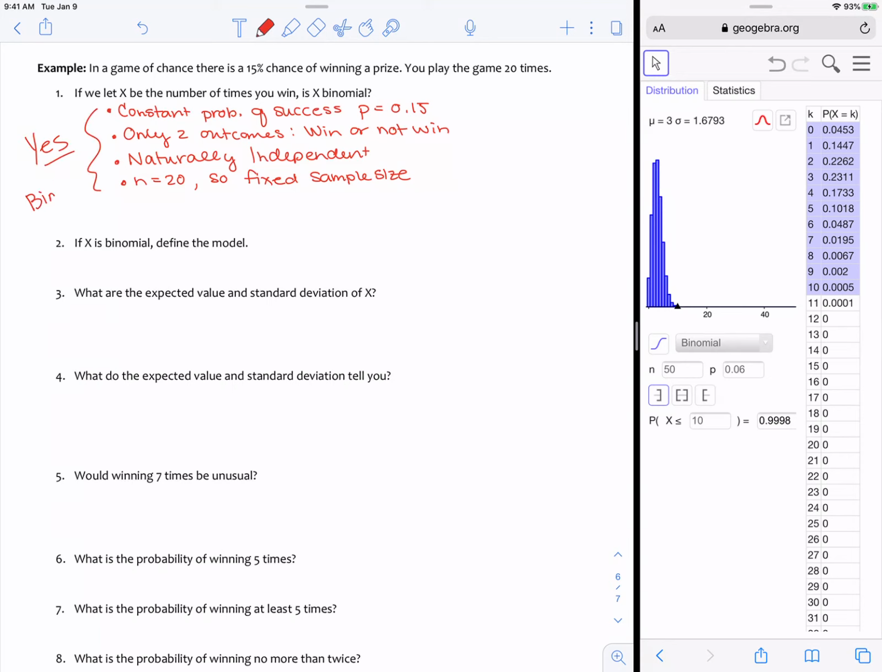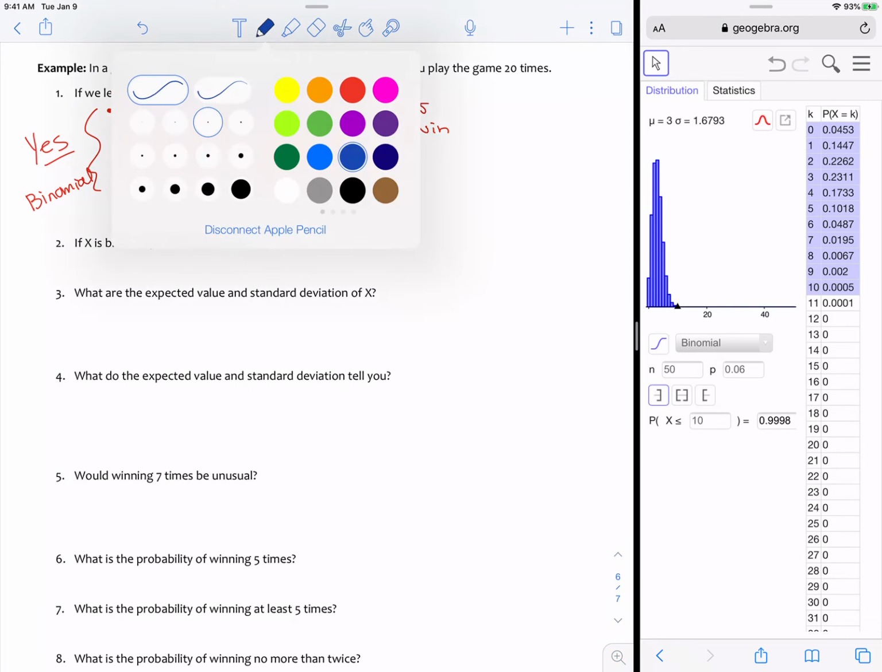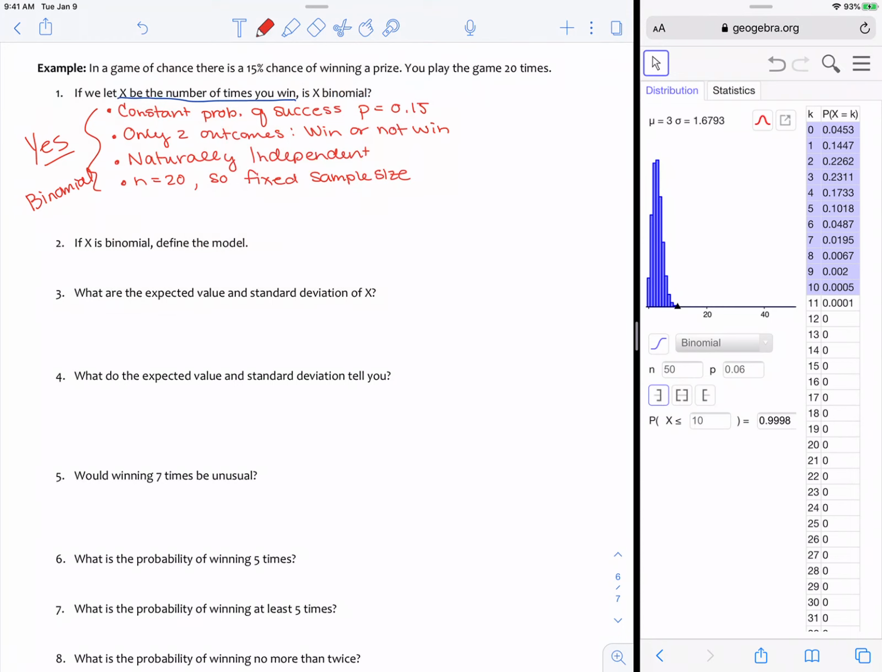it is binomial. All right, remembering again, it's likely going to be in here already, but we're also looking for the number of successes in n trials, because that's the main phrasing. So is x representing the number of successes in n trials? So yes, that is the phrasing here as well. Okay, so if x is binomial, which it is, we want to define the model.